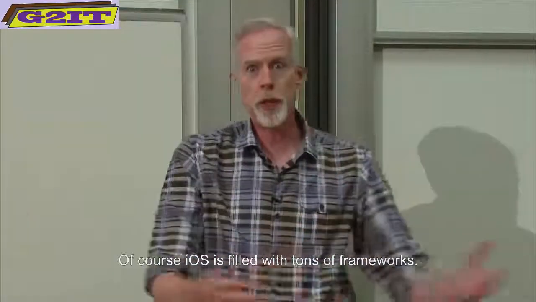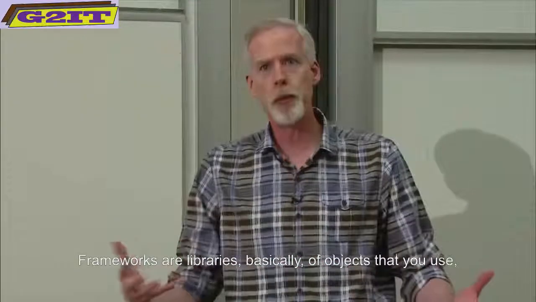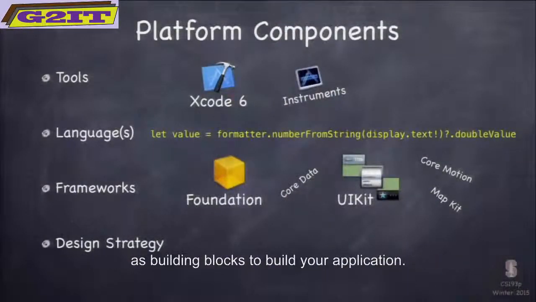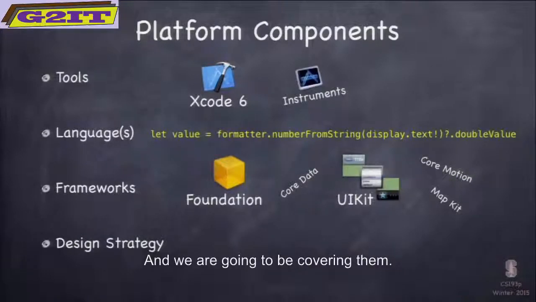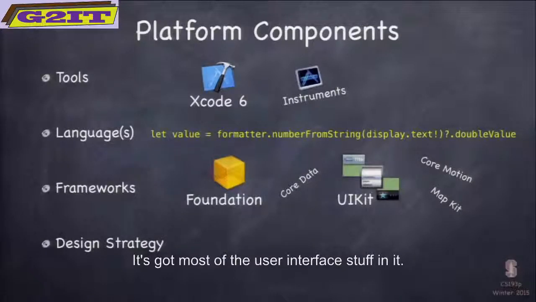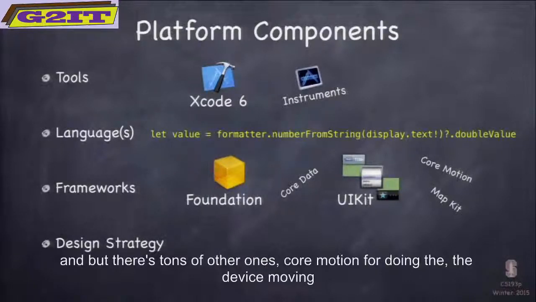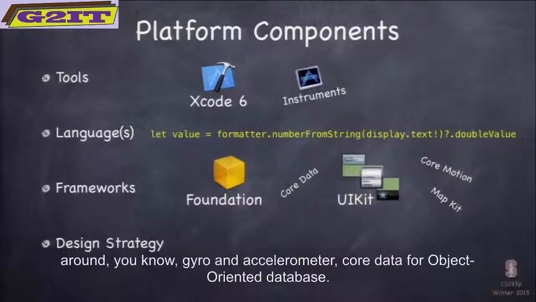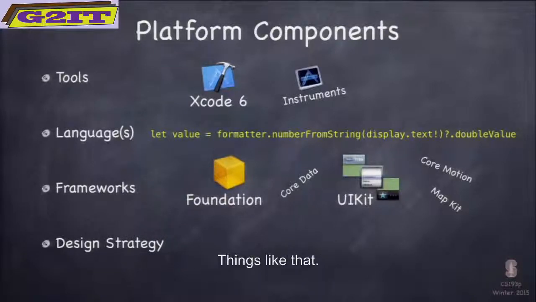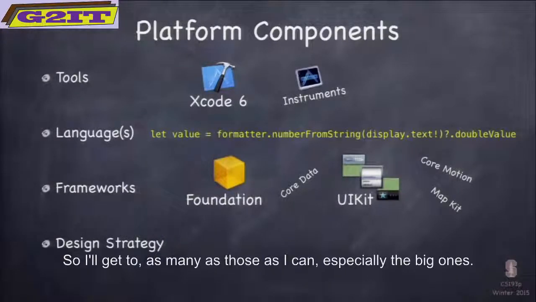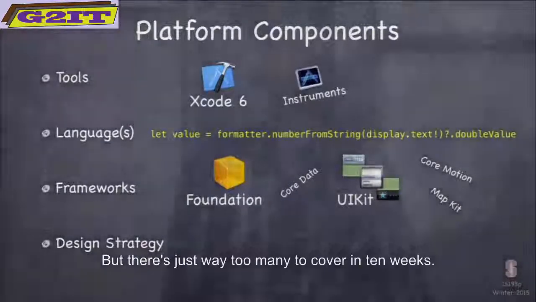Of course, iOS is filled with tons of frameworks. Frameworks are basically libraries of objects that you use as building blocks to build your application, and we are going to be covering them. UIKit is the main one. It's got most of the user interface stuff in it. Foundation is that core services layer that I was talking about. But there's tons of other ones. Core Motion for doing the device moving around, you know, gyro and accelerometer, Core Data for an object-oriented database, things like that. So I'll get to as many of those as I can, especially the big ones, but there's just way too many to cover in 10 weeks.